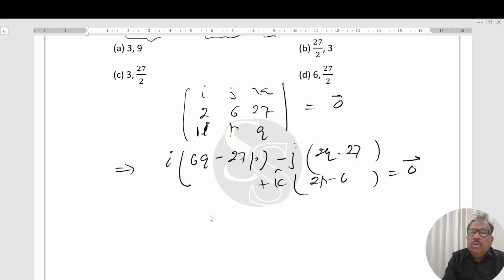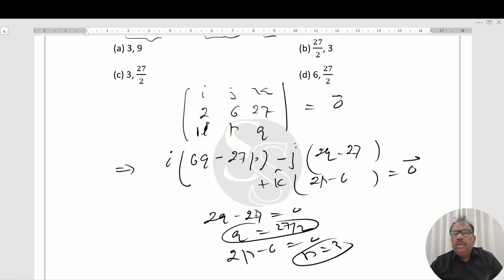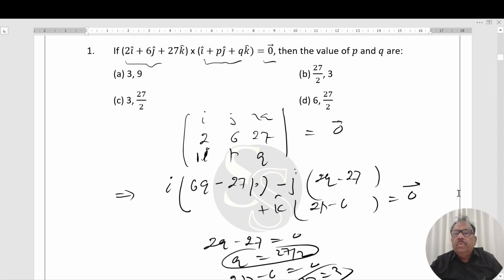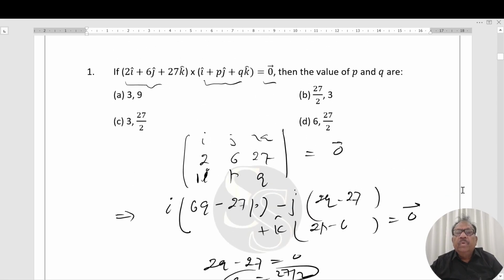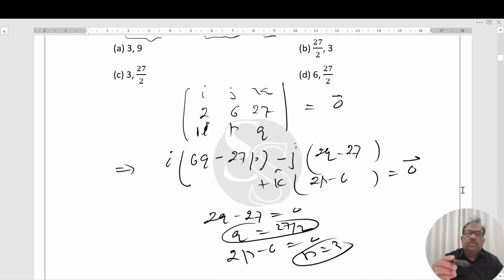So comparing, 2Q minus 27 equal to 0, Q equal to 27 by 2. 2P minus 6 equal to 0, P equal to 3. So the answer is 3 and 27 by 2. These are the values of P and Q we had to find. C is the correct option. C is the correct option, right? Next question.